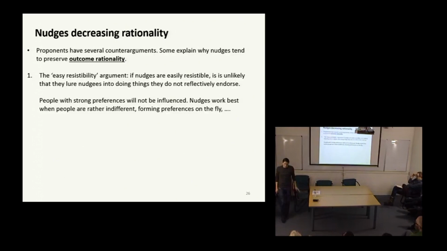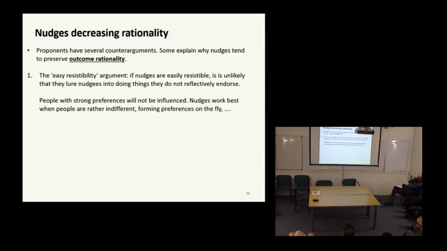The replies that the nudge proponents have are threefold, I guess. Two have to do with outcome rationality. So a proper nudge should be easily resistible. If it isn't, it shouldn't be called a nudge. It should be called a shove, or it's closer to coercion or something like that. If there is no way of people finding out what is going on, resisting the influence, sidestepping it, avoiding it altogether, then it's not a proper nudge. And in some cases, you can have this kind of issue arising.